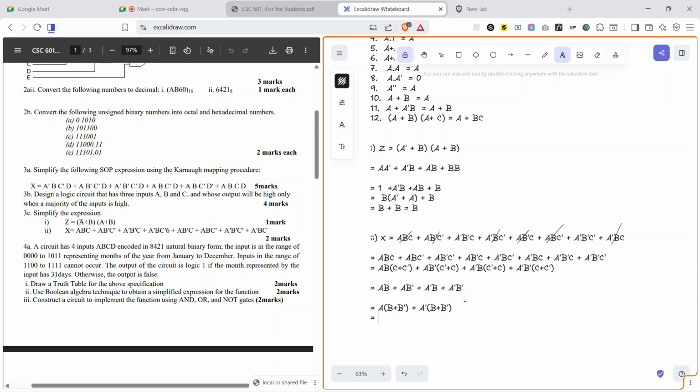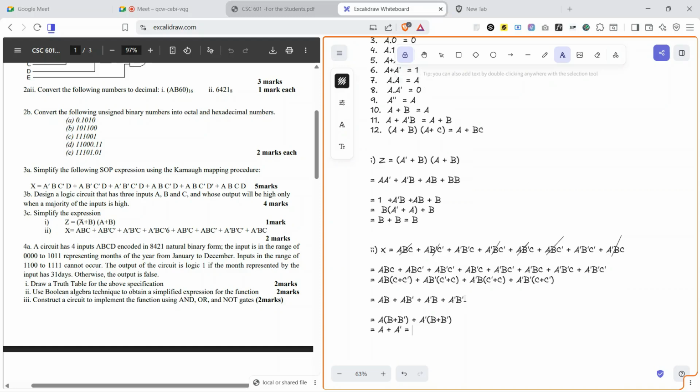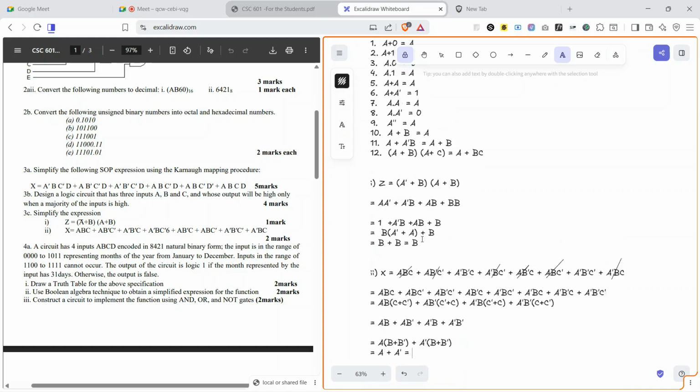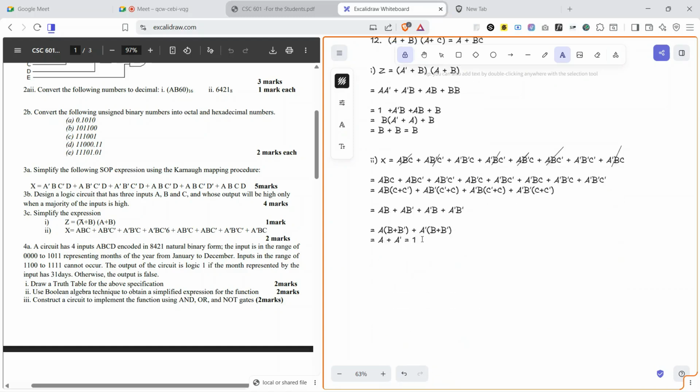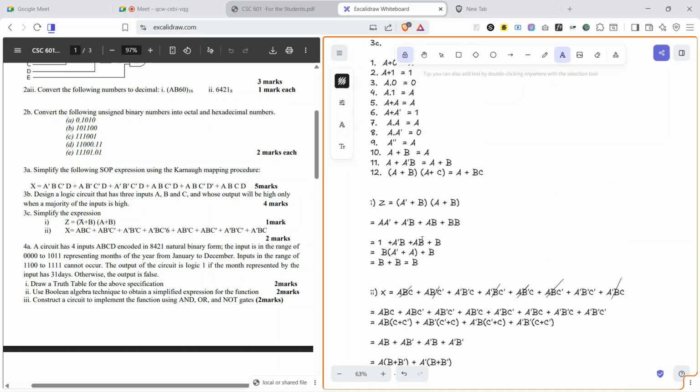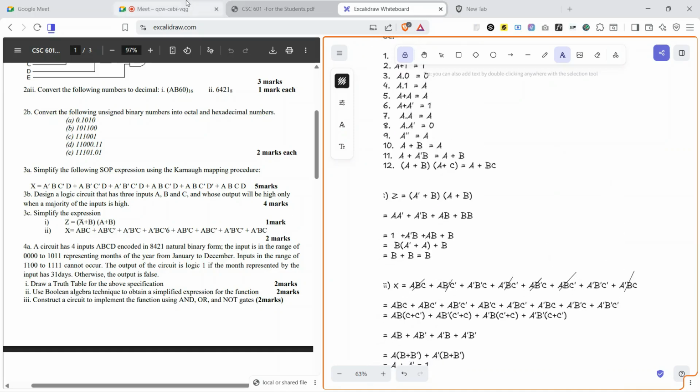Yep. So this is equals to A, because this will be 1, A plus A bar, because this will also be 1. So A plus A bar from this knowledge equals to 1. So the whole simplification of that is equals to 1. So that's the result of that. It's equals to 1. Did we get this simplification?